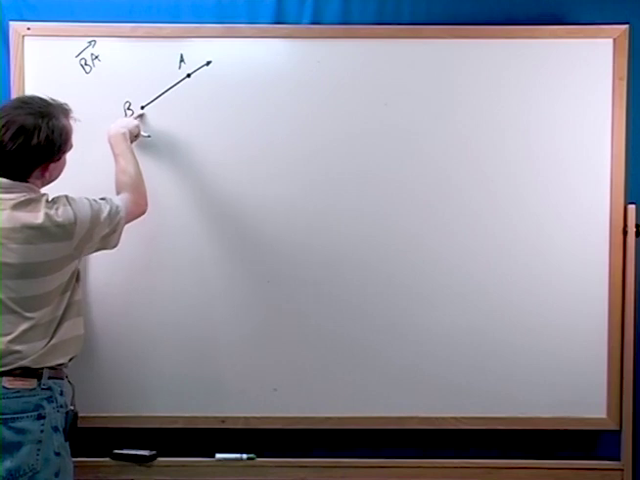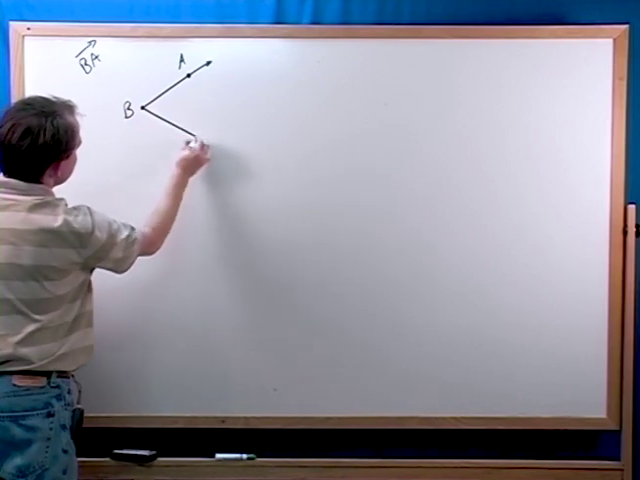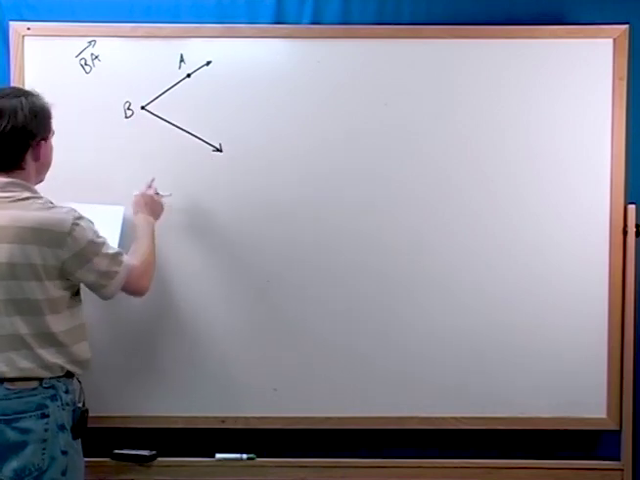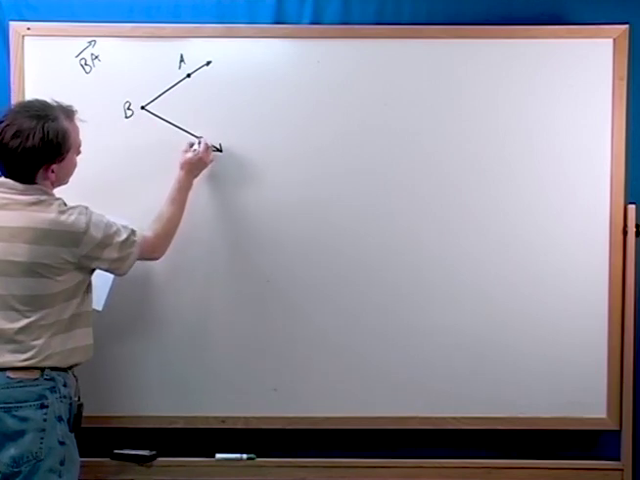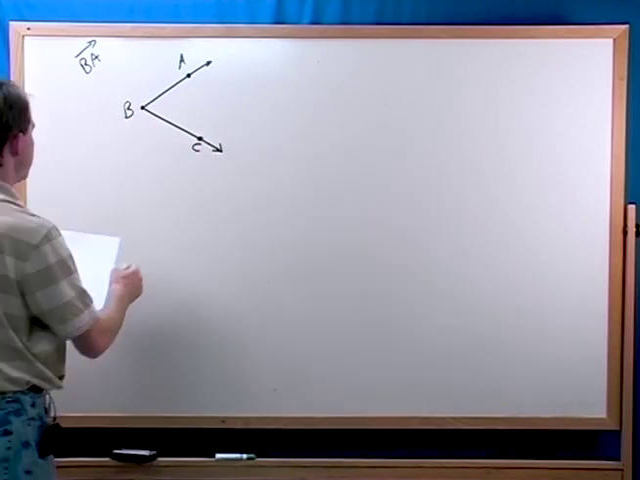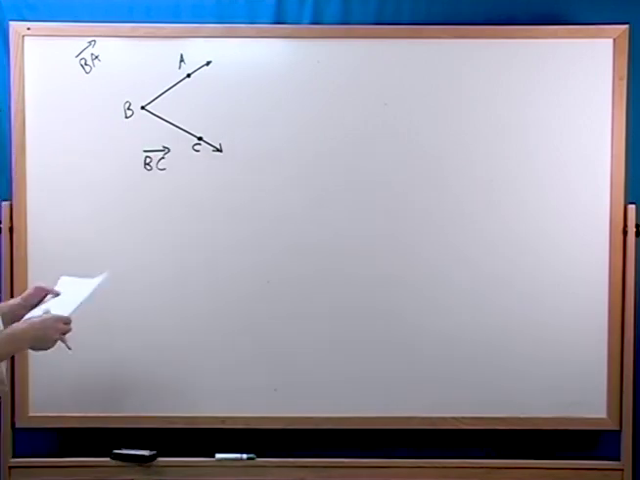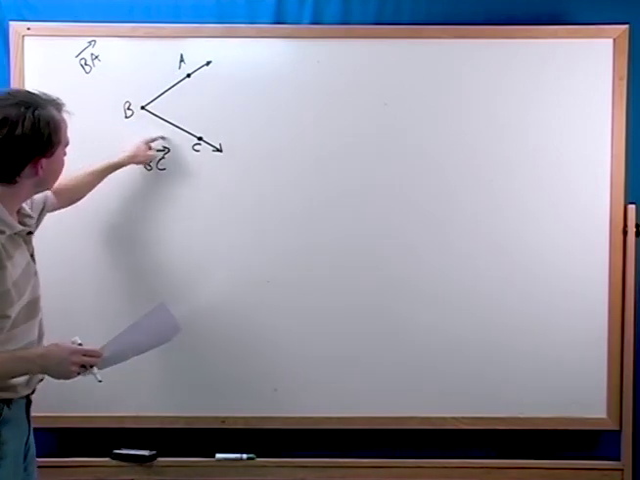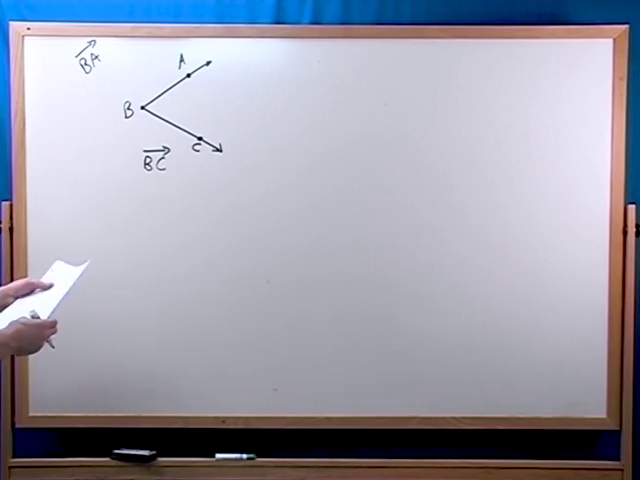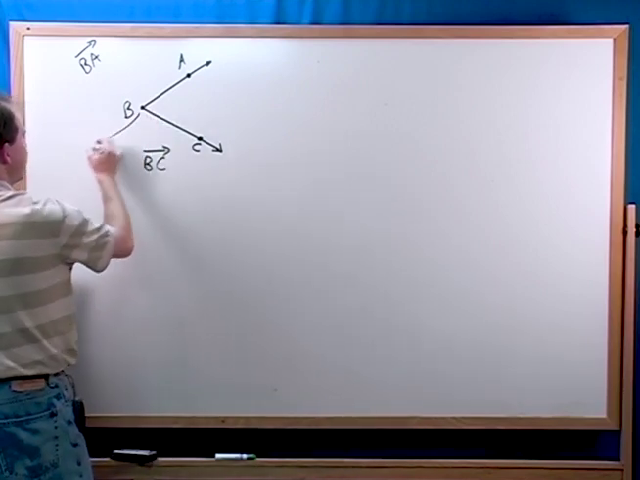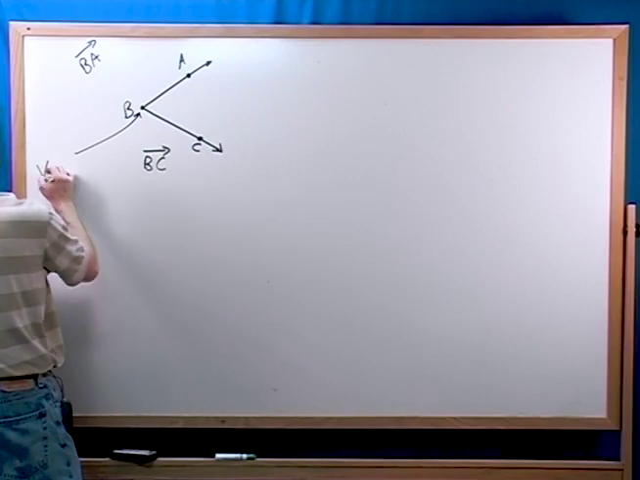And then attached to this common point here, I drew another ray that started at B and went through the point C. So this one is ray BC, okay? I have ray BA and ray BC, and this common point here, we're going to call the vertex.